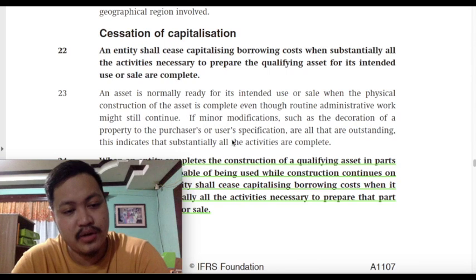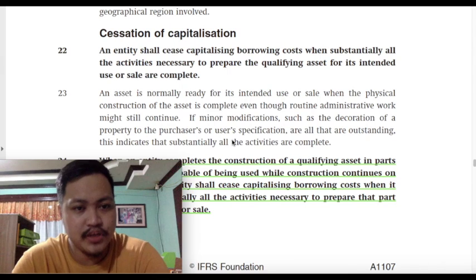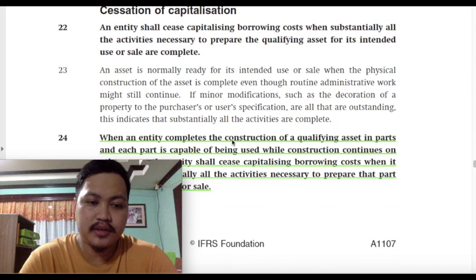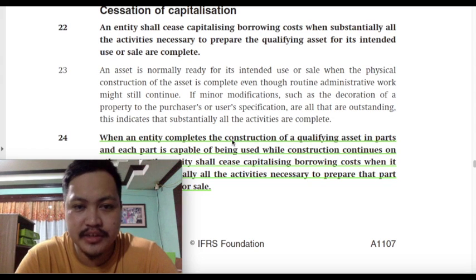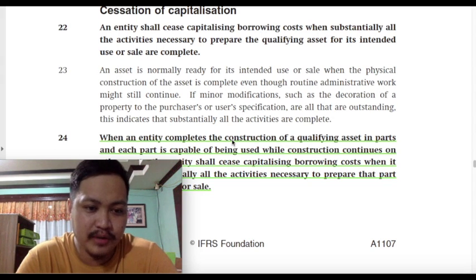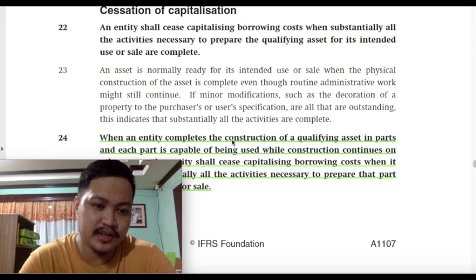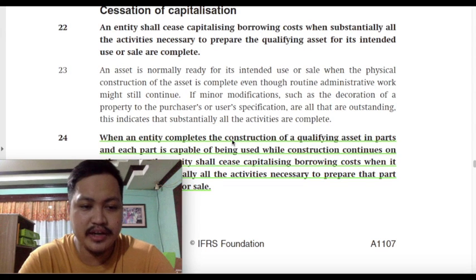Take note, class, that the requirement of the standard is only substantial completion, not absolute completion, as long as the asset is basically ready for its intended use or sale. So a good indicator, class, that the asset is already ready for its intended use or sale is that when all physical construction of the asset were already completed, even though routine administrative work will still have to be performed, like inspections and other routine checking procedures, class. At that point, you will already have to stop capitalizing your borrowing cost.